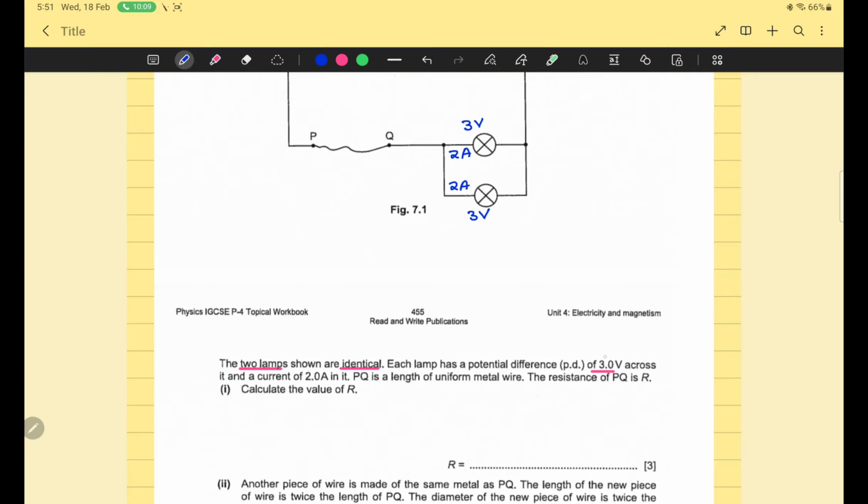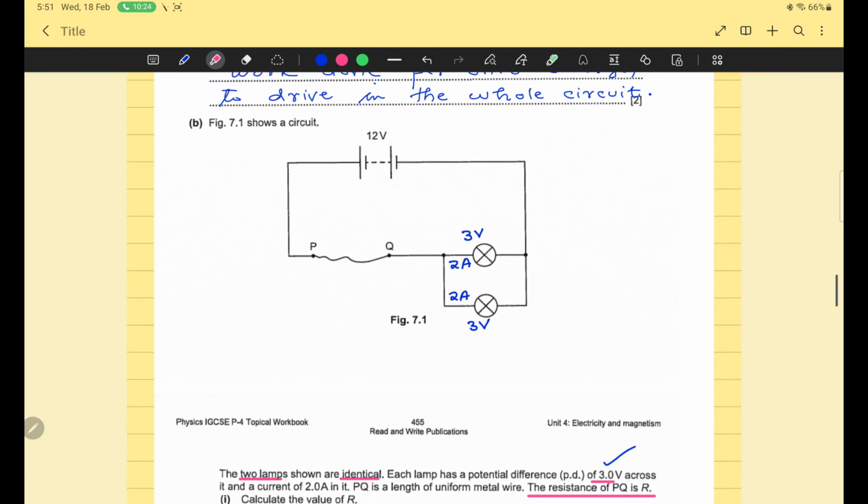Sir, we are given voltage. Sir, voltage is 3 volt. Each voltage is 3 volt. Current in each is 2 ampere. Okay. The question is, what is the resistance of wire PQ? Sir, how can this question be solved?